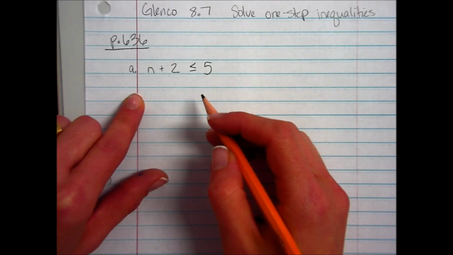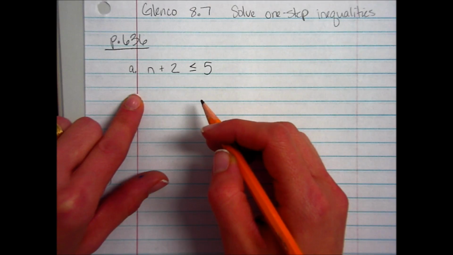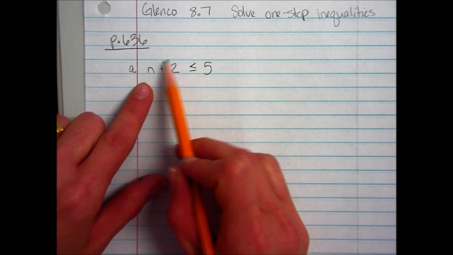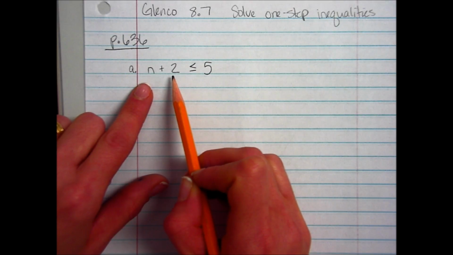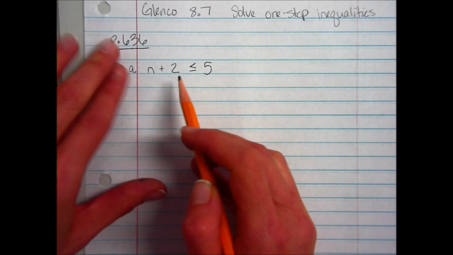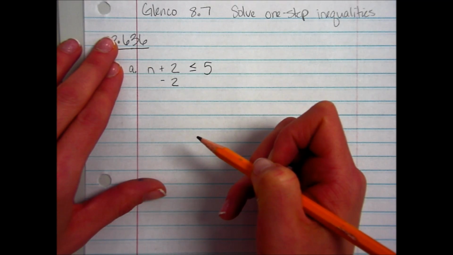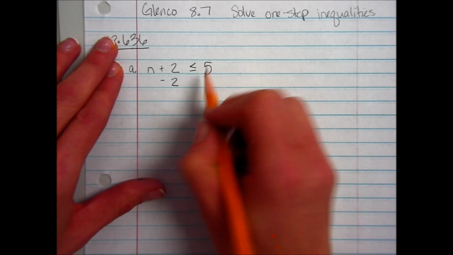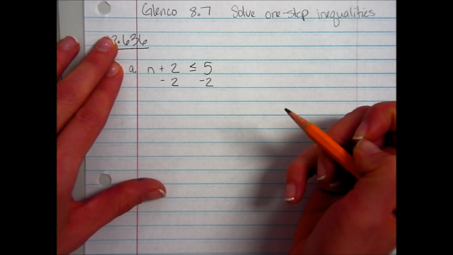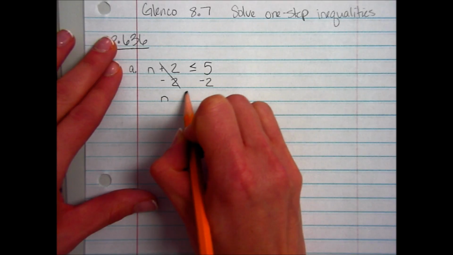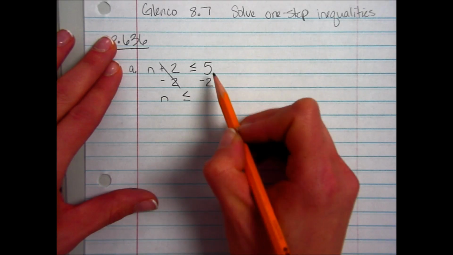Alright, so just like when we were solving equations, we have to get the variable by itself, and we use opposite operations to undo to get the variable by itself. So here we have a plus 2. What's the opposite of addition, Emma L? Subtraction. So we will subtract 2. And what we do to one side of the inequality, we must do to the other. So we will do that here as well. Cancels them out here for us. So now n must be less than or equal to 3.